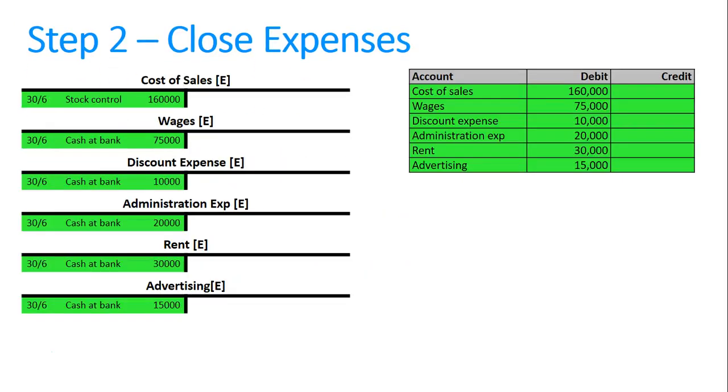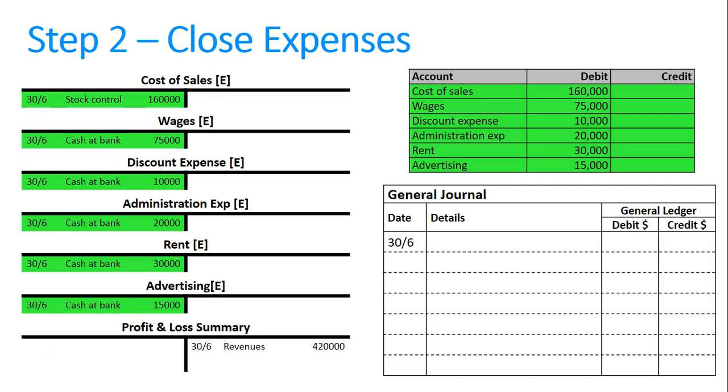Well, we've got a bunch of ledgers with debit balances, all these expenses, and we're going to use this profit and loss summary account again. And to close them, we're going to use the general journal. So to close the first expense, cost of sales, it's got a debit balance. We'll need to do a credit of $160,000.